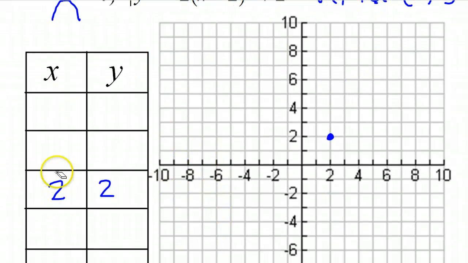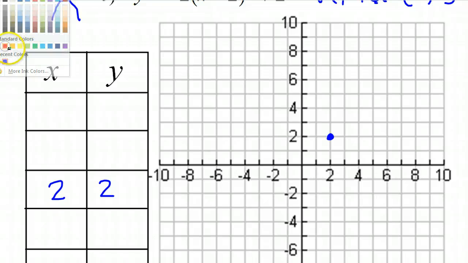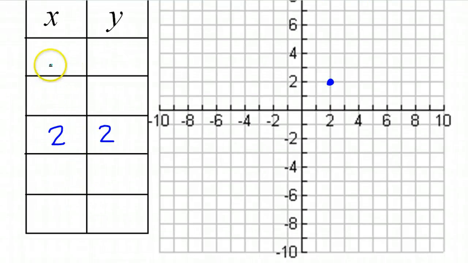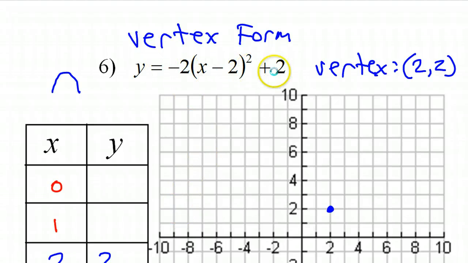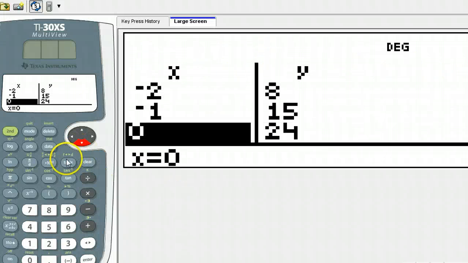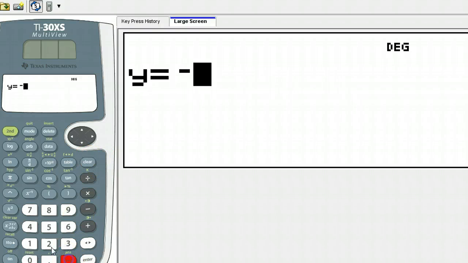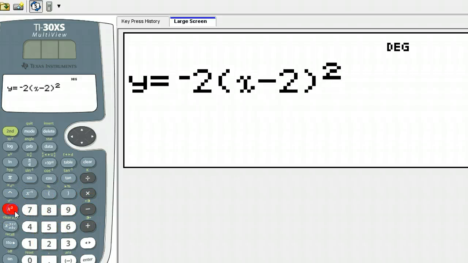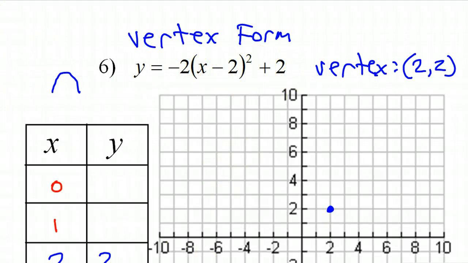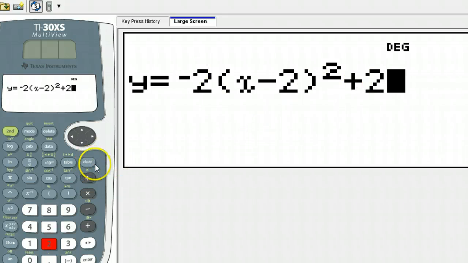Okay, now if we have 2 in the middle of our graph because of the vertex, we can get the other x values by going less than 2, 1, 0, and greater than 2, 3, 4. We can get the y values, of course, by using our TI-30 XS multi-view. Let's type this in. So -2 times x minus 2 squared. Hit your table button. Okay, so -2 times x minus 2, close parentheses, squared. And I think it was +2. Let me look back. X minus 2 squared plus 2. Okay, I think we got that right.